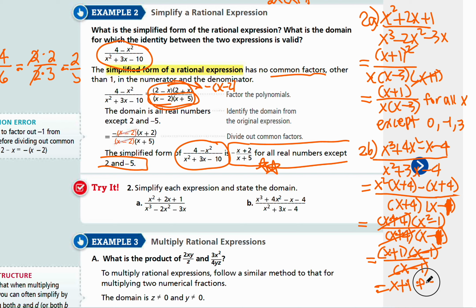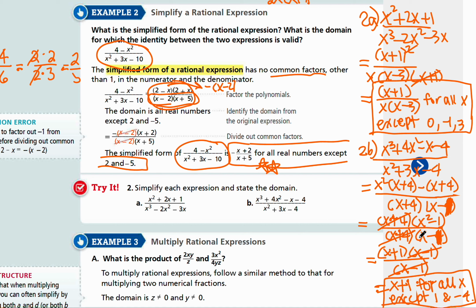expression, but you need to state the domain for all x except what's our original restriction. If you look at this, our original expression is positive 1 and then negative 4, right? So all x except 1 and negative 4. Okay, good. So these are our final answers. Please check your answers and see if you got it right. If you did, good job.